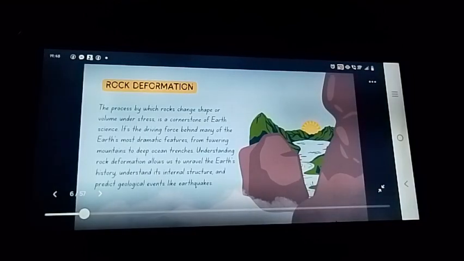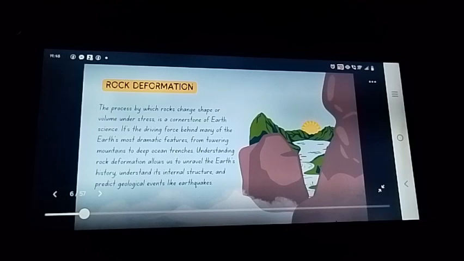Rock deformation is the process by which rocks change shape or volume under stress. It is a cornerstone of earth science. It's the driving force behind many of the Earth's most dramatic features. From towering mountains to deep ocean trenches, understanding rock deformation allows us to unravel the Earth's history, understand its internal structure, and predict geological events like earthquakes.